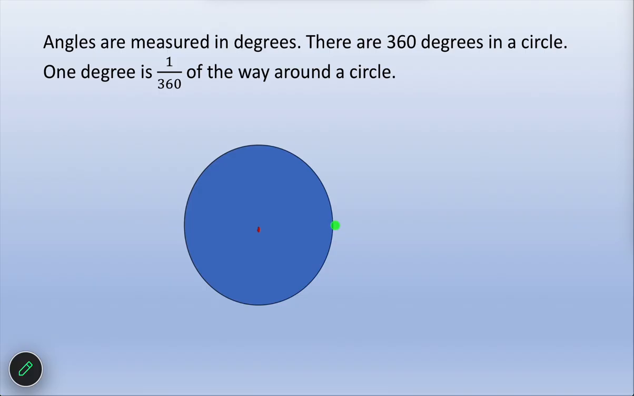So if you start here and you are a little bug that could walk around the outer edges of our circle and we get back to where we started, we have traveled a total of 360 degrees. So it's really important to know that one revolution around the circle is a total of 360 degrees. So that's very important to know that.